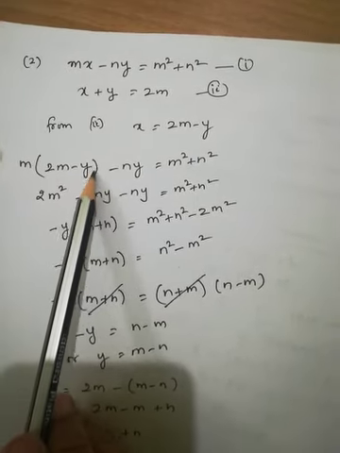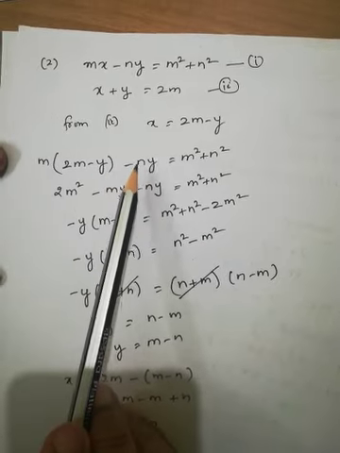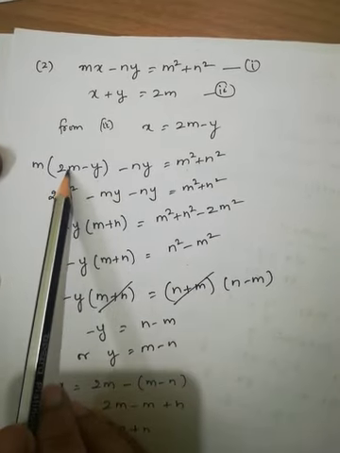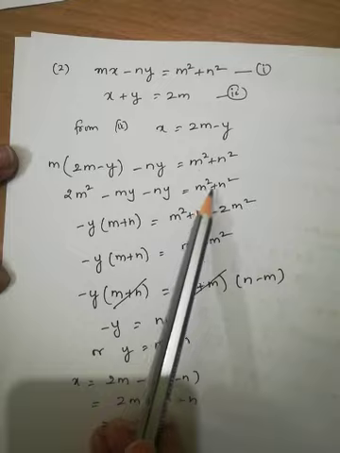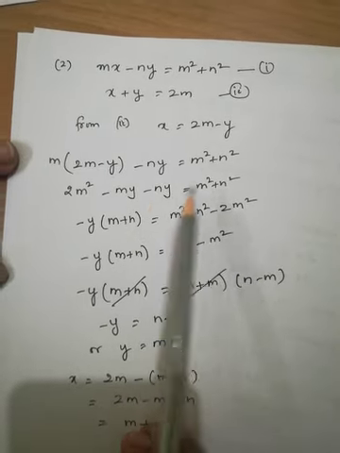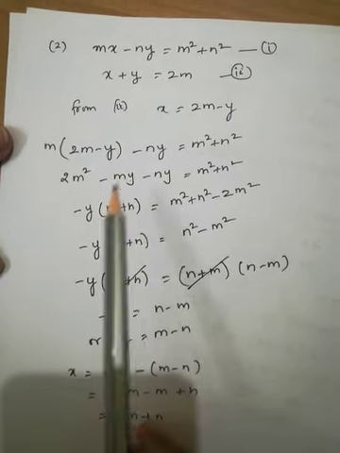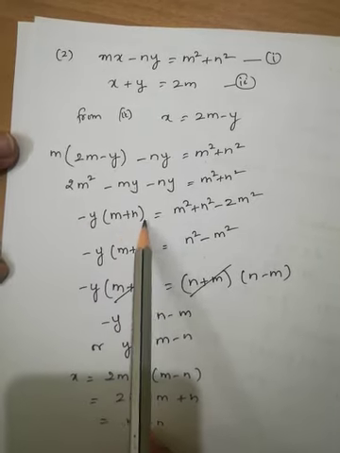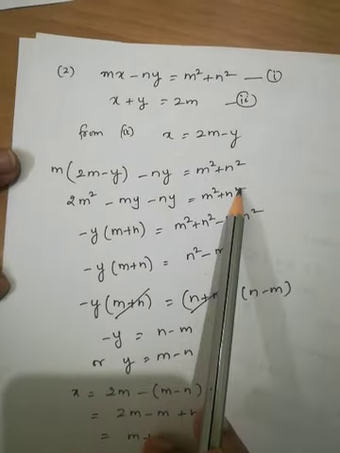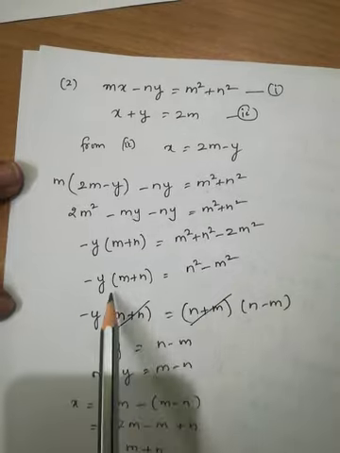So in place of x we have put 2m minus y. Then multiply. Now you will have a linear equation with only one variable. So take minus y common, you get m plus n here. 2m square comes here, it becomes minus m square.